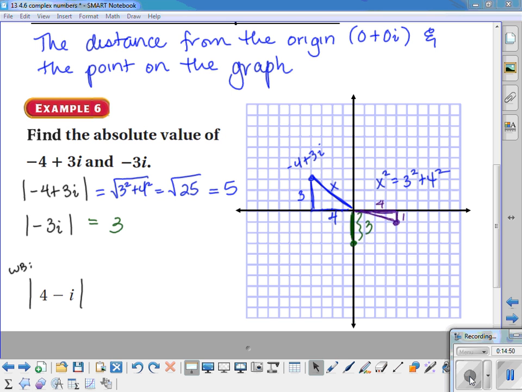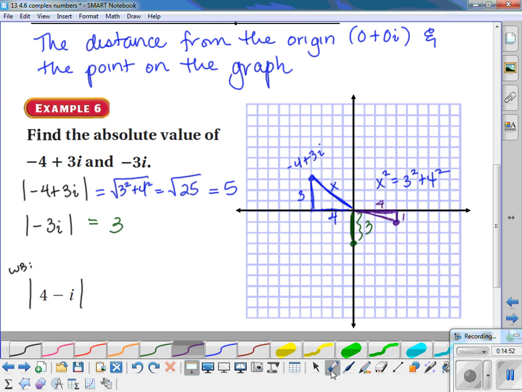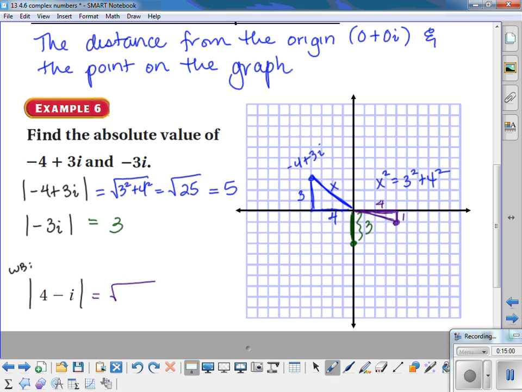All right, so when you plotted the point 4, negative i, you should have got a triangle with sides of 4 and 1, right? So the square root of 4 squared plus 1 squared, which is the square root of 17.